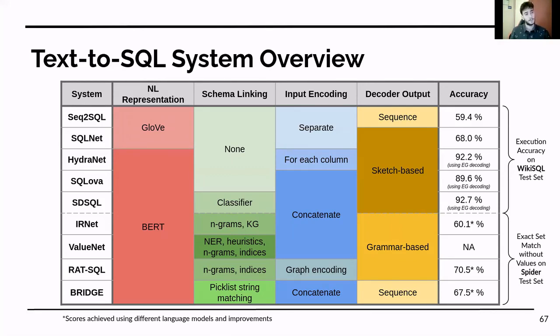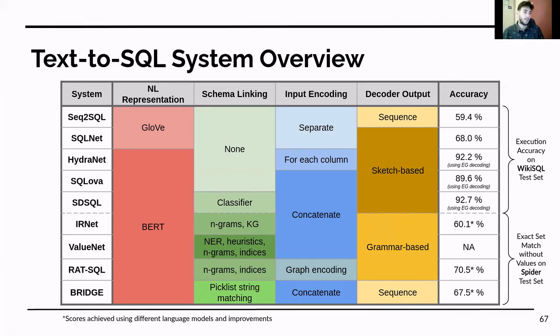And finally, when it comes to the output of the decoder, besides some sequence-based decoders here and there, most systems working on WikiSQL use sketch-based decoders, and most systems working on the Spider dataset use grammar-based decoders. And this is obviously because they need to be able to predict much more complex queries.